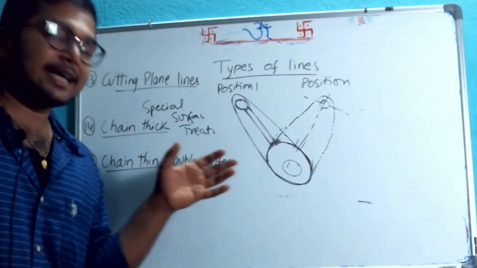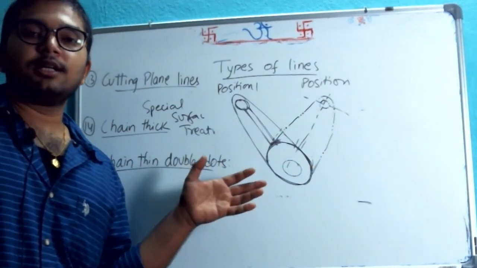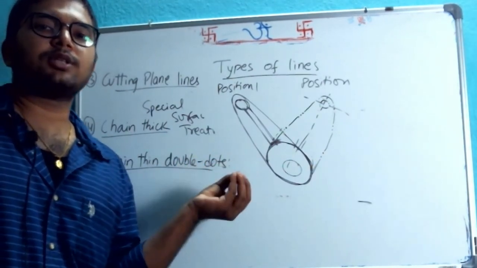So with this, we can end types of lines lecture. In the next lecture, we will discuss few things about lettering.